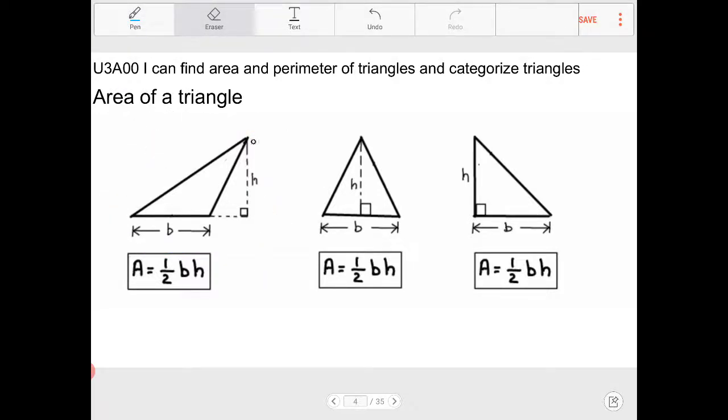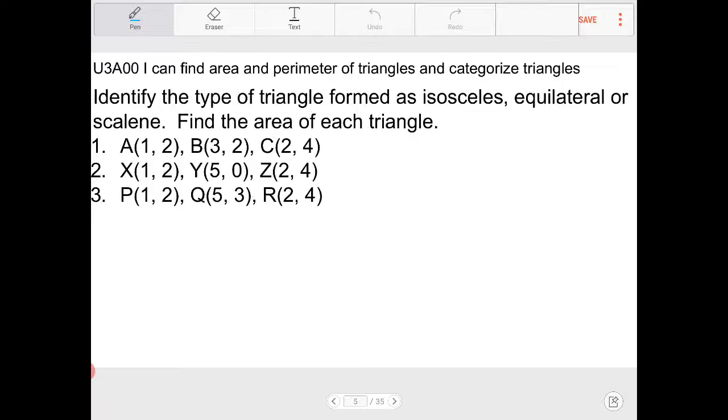However, in this lesson, you will be asked to find out what the area of the triangles are. It will be far easier to not use this formula, but to use another technique, which I am about to explain. So what we have here are three different problems, and for each of these, we need to identify the type of triangle formed, whether it's isosceles, equilateral, or scalene, and then we need to find out what the area is. So let's take a look at the first example here.